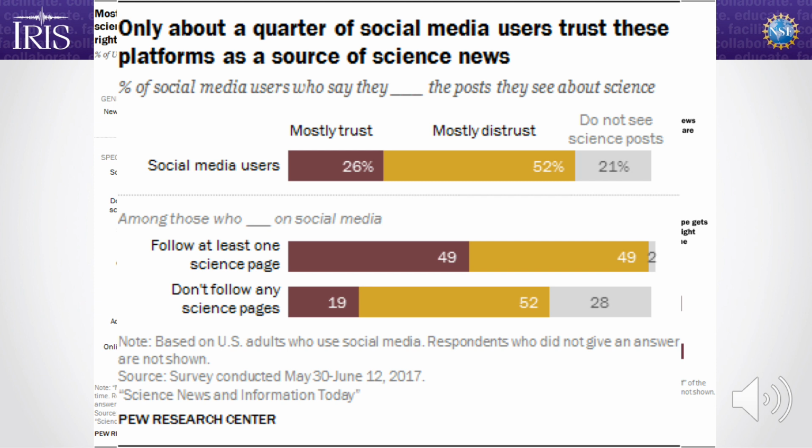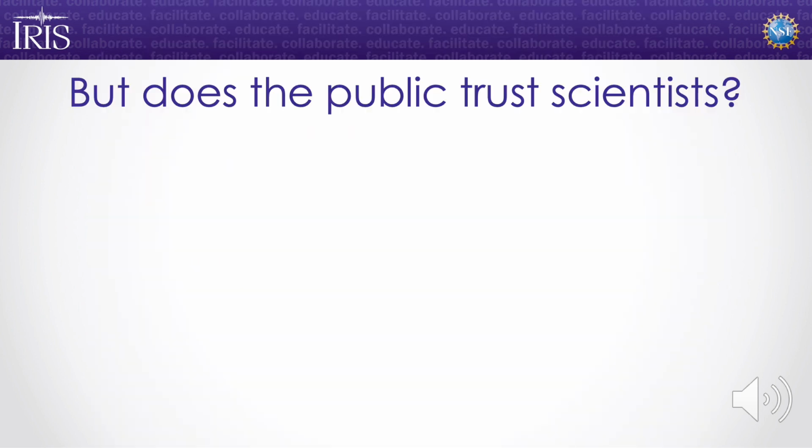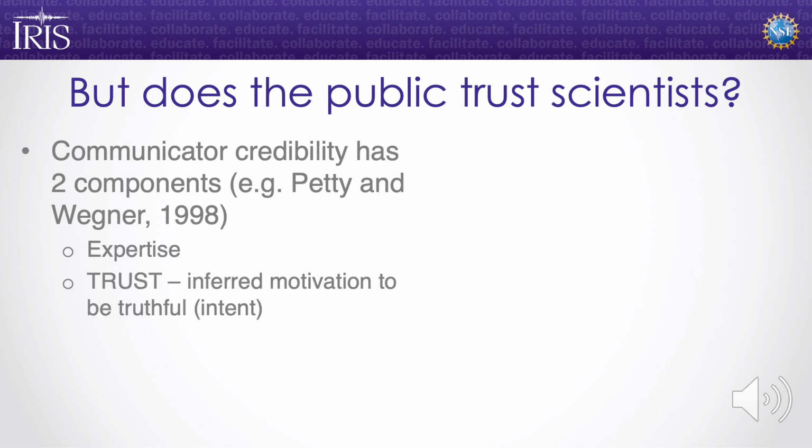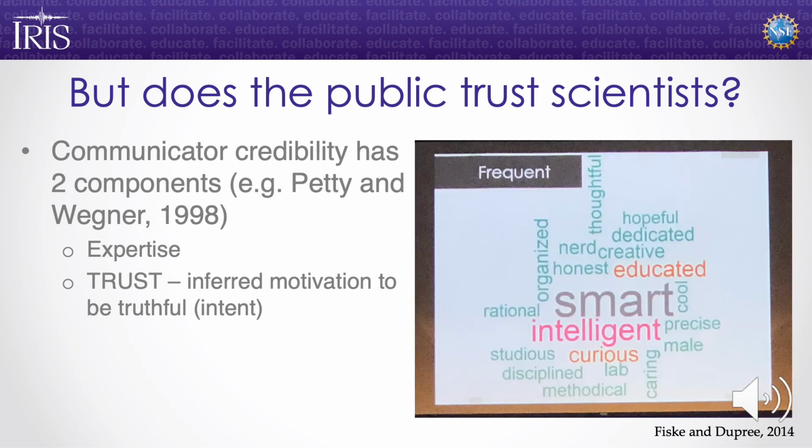So that brings up another important point. Does the public trust scientists? Let's think about that in terms of scientist and communicator credibility. Communicator credibility has two main components: expertise and trust. In this case, that's the inferred motivation to be truthful, or intent. Fiske and Dupree did a great study in 2014 in PNAS where they asked a lot of different people about different types of careers and their thoughts about those careers. These are the words that were frequently associated with scientists: smart, intelligent, disciplined, methodical, male. Nowhere on there do you see the word trustworthy.